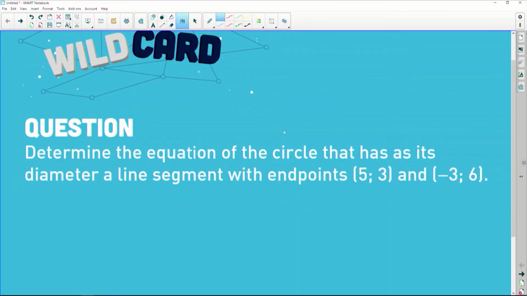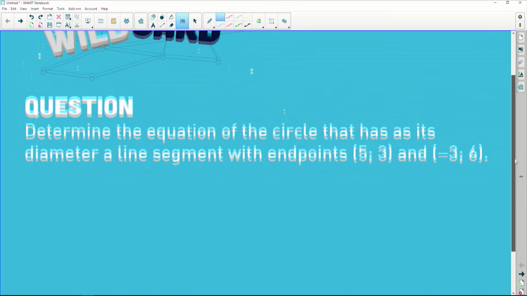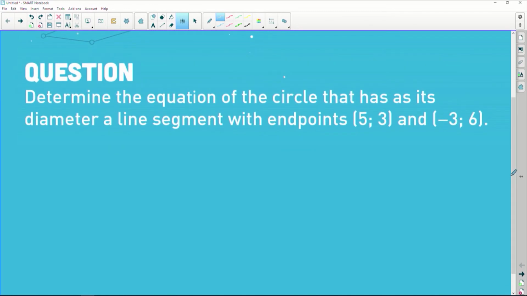Thank you, Greg, for this exciting question. So let's just have a look at what the question has to say. The question reads, determine the equation of the circle that has as its diameter a line segment with endpoints 5 and 3, negative 3 and 6.